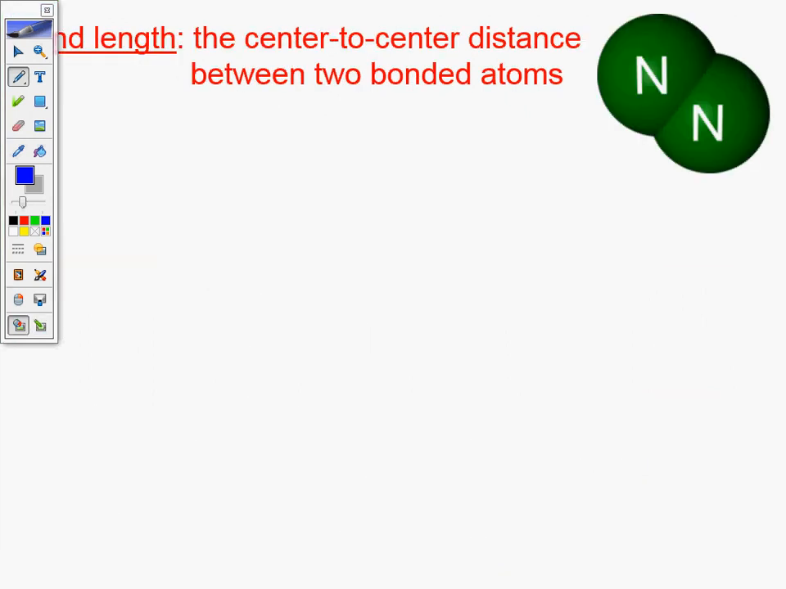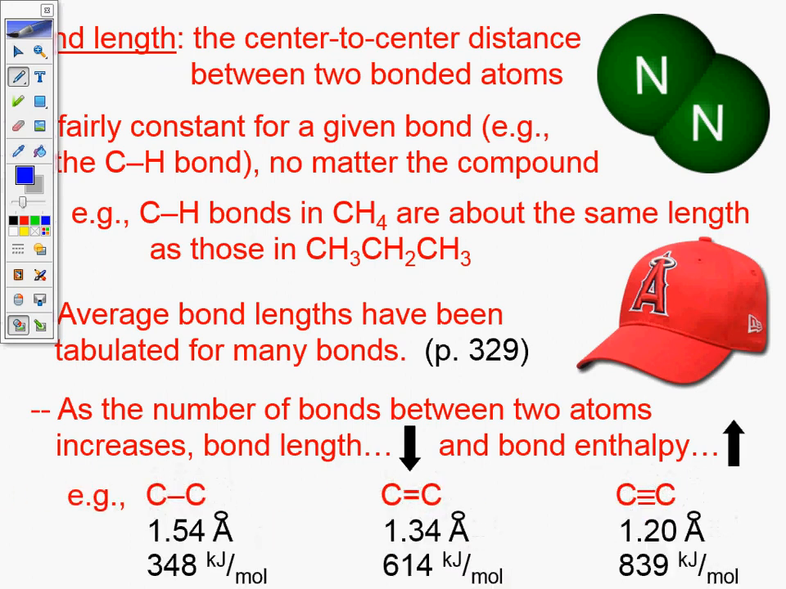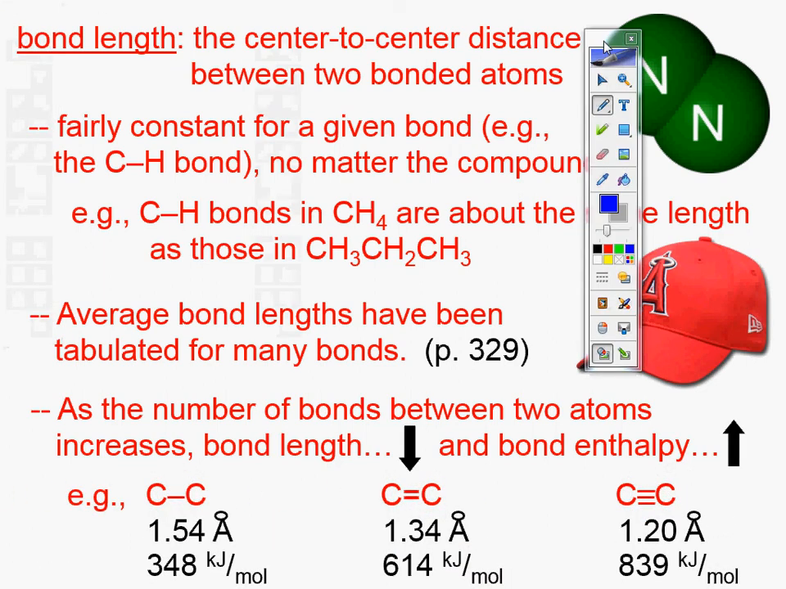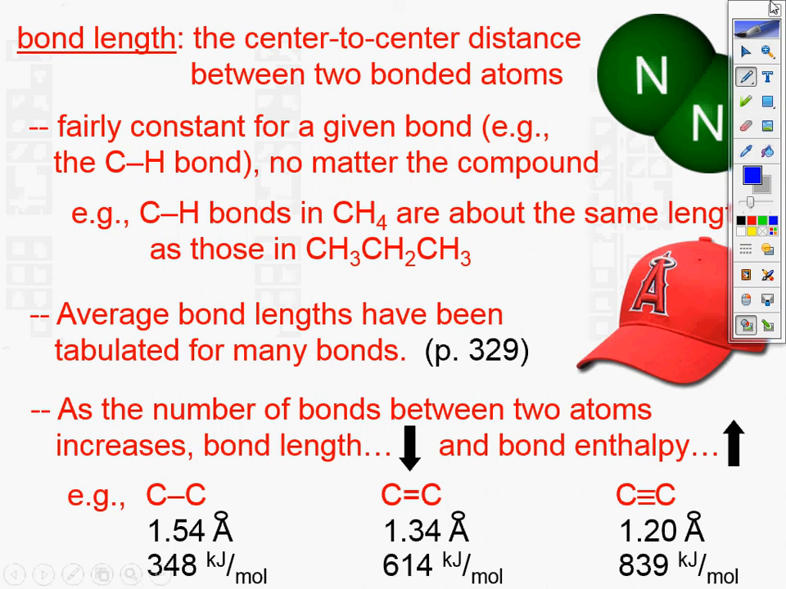All right, bond length. The center-to-center distance between two bonded atoms, fairly constant for a given bond, no matter the compound. Average bond lengths are tabulated. Again, 1.54 angstroms, 1.39, and they have different amounts of energy. This is supposed to show you that as the number of bonds between two atoms increases, bond length decreases and bond enthalpy increases. Multiple bonds are stronger, they have a higher bond enthalpy.